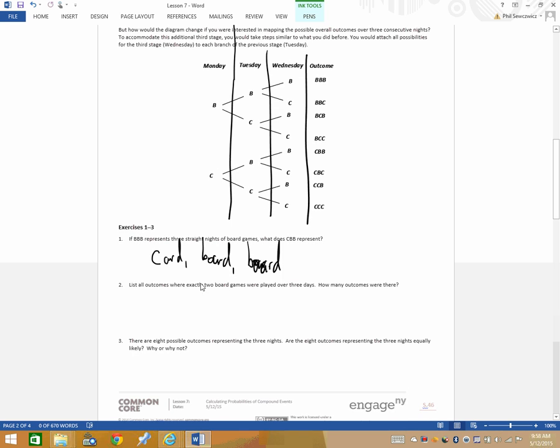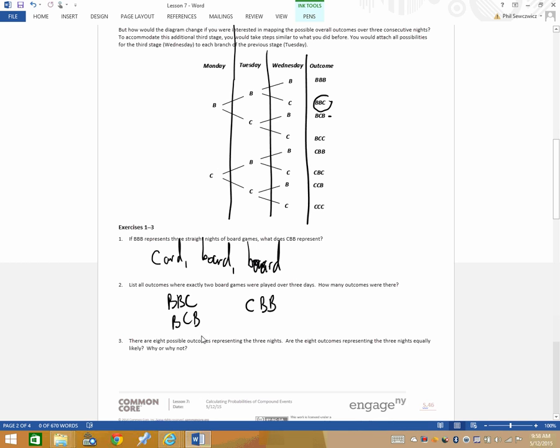List all outcomes where exactly 2 board games were played over 3 days. So list 2 outcomes where exactly 2 board games were played. Two board games means we need 2 letter B's in there. So we could have board game, board game, card game, and we could see that one right there. We can also see board game, card game, board game, because again, there were exactly 2 board games. But card game, card game, board game, no, we don't have 2 board games. So again, it's listing them all out and then reading what your results are.